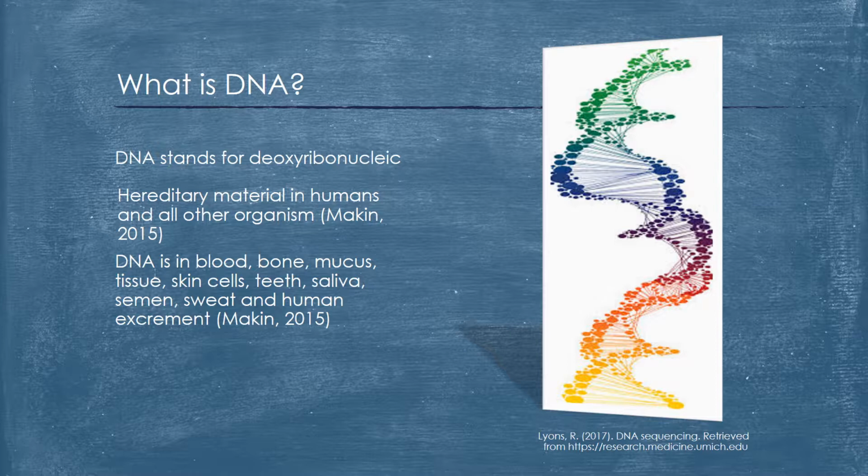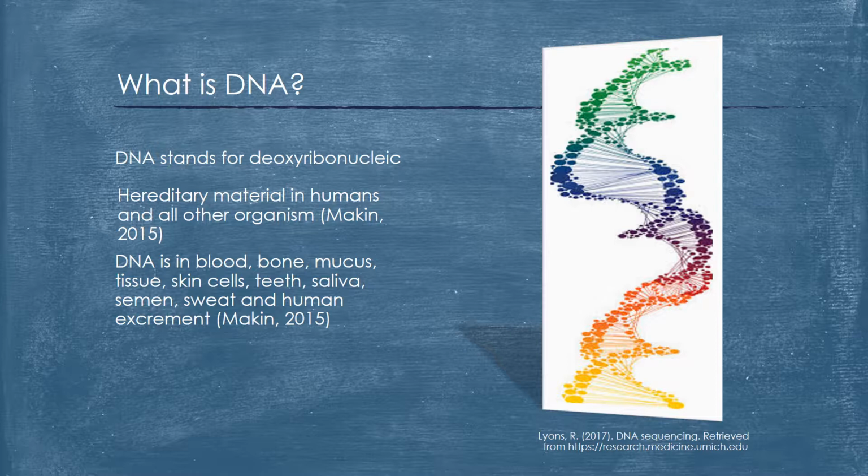Firstly, DNA stands for deoxyribonucleic acid. It is a hereditary material in humans and all other organisms. Everyone has DNA and it is located in the cell nucleus, or small amounts of DNA can be found in the mitochondria. When we talk about DNA, we know that it is contained in every human cell, and unique markers present within the genetic code allow for identification to occur.